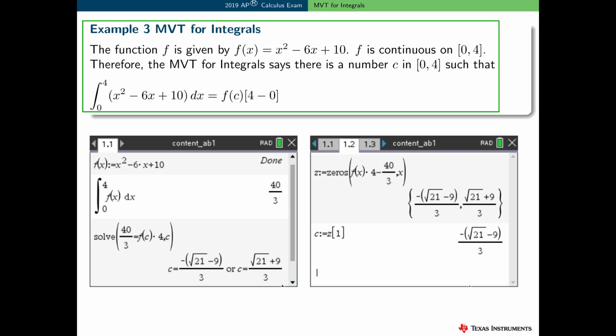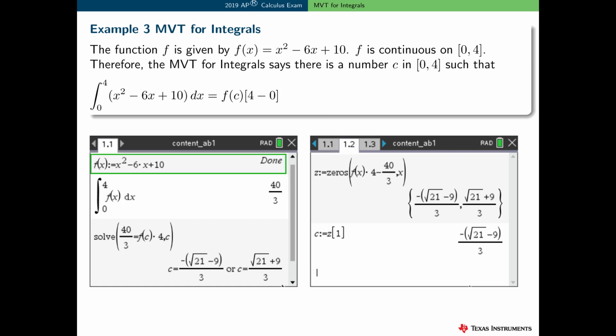Let's try another example. Here's a function f that's a polynomial. Well, a quadratic. The function is certainly continuous on the interval 0 to 4. Therefore, the mean value theorem for integrals says that there is a number c in the interval 0 to 4 such that the definite integral from 0 to 4 of f of x dx is equal to f of c times 4 minus 0. Let's use some technology to find this value of c and to illustrate the result.